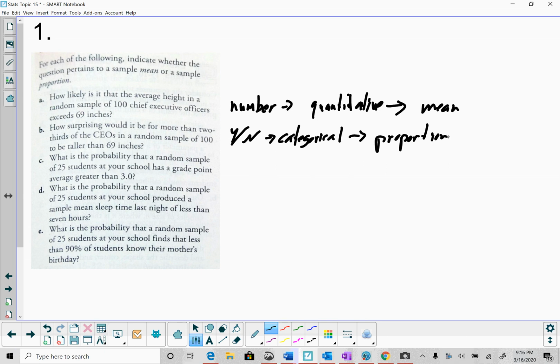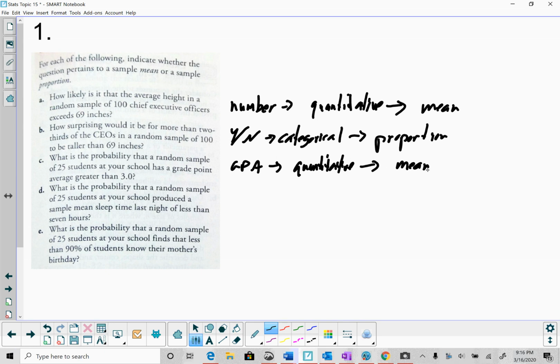C. What's the probability that a random sample of 25 students at your school has a grade point average greater than 3.0? What are you going to collect? What's your GPA? They're going to give you a number. That's quantitative. That's a sample mean once you average all of those together.